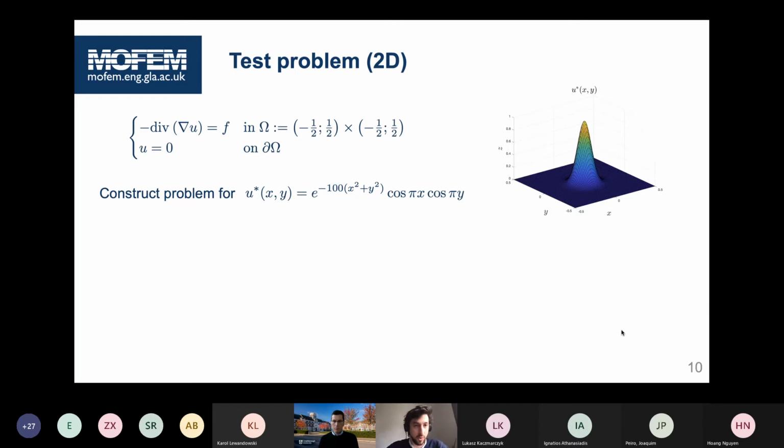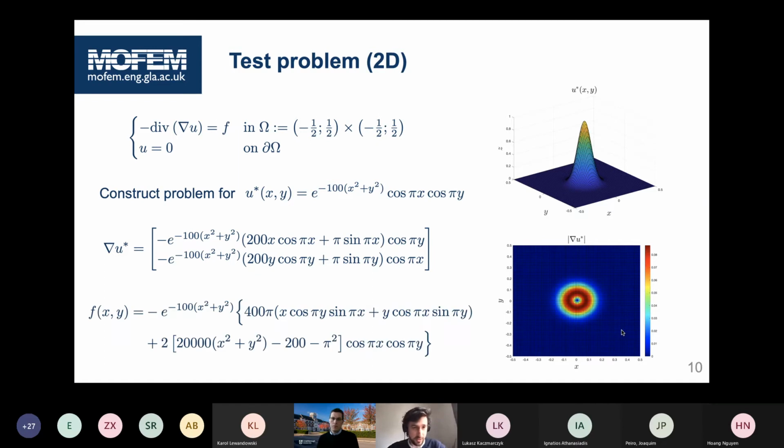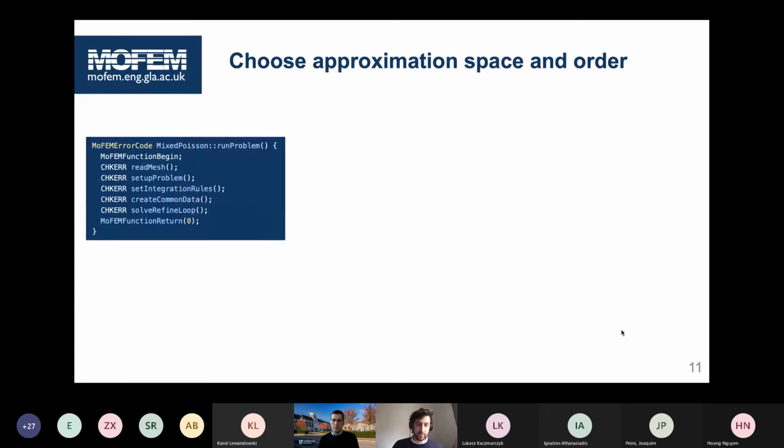And let's construct a problem for a given analytical function, which is 0 on the boundary and has some high gradients located in the center of the domain. And then we could analytically obtain the source term and therefore do the full convergence study. So I will try to go very briefly through implementation, as my colleagues already presented most of the parts of these tutorial programs, which are quite similar.